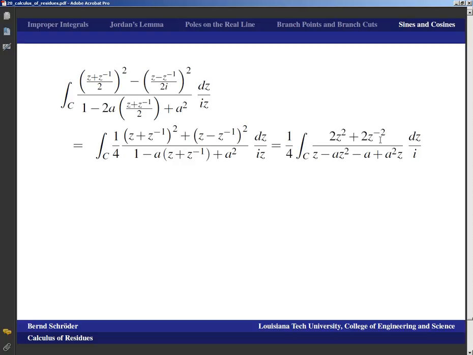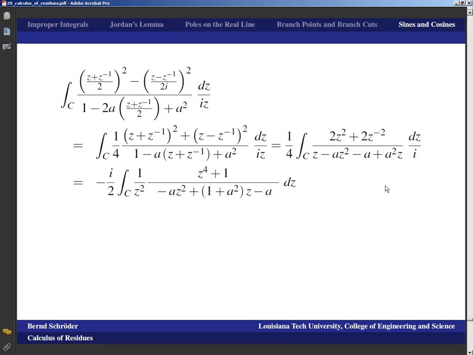And in the denominator, I took the z from back here and just multiplied that in. So we get z minus az squared from here, minus a, because z times z to the negative 1 is 1, of course, plus a squared z. We still have the i here. And basically in these computations, a good first step always is to try to eliminate all the z inverses, and that's of course what we have achieved here.